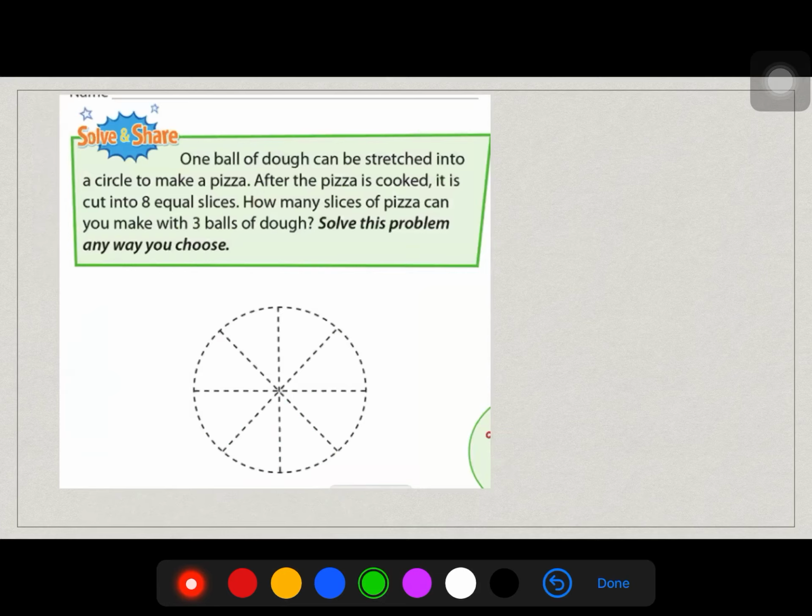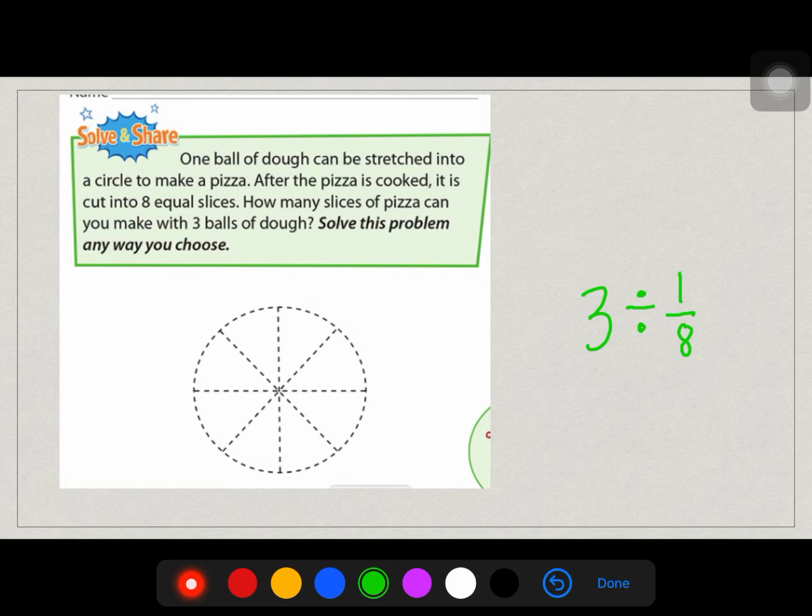Same concept. One ball of dough can be stretched into a circle to make pizza. After the pizza's cooked, it's cut into 8 equal slices. So you're dividing it into 8 slices. Each slice is 1/8. How many slices of pizza can I make with 3 balls of dough?